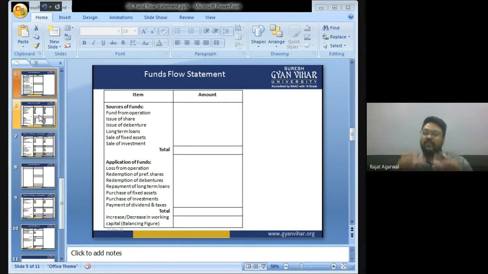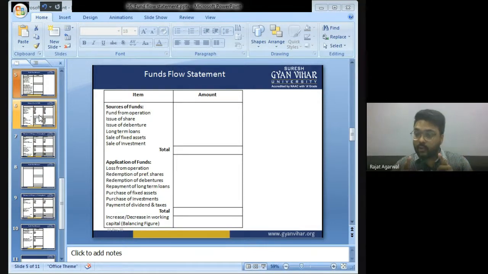Issue of debenture: why do we issue debentures in the market? So that we can arrange the funds. Long term loan: why do we take loans? Through loans also we obtain the funds. Sale of fixed asset: if you sell any fixed asset, suppose I have machinery and I sold it for rupees 5 lakh, I will get rupees 5 lakh. So if you sell any asset, we will get the fund. Sale of investment: same, if you sell any investment, we will get the fund.